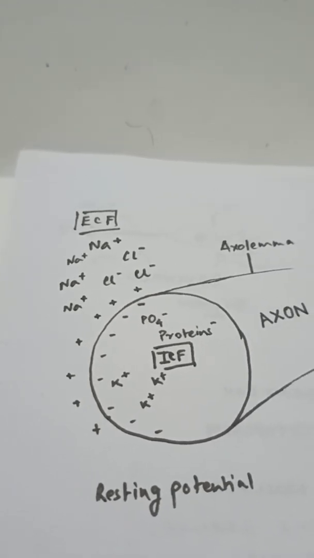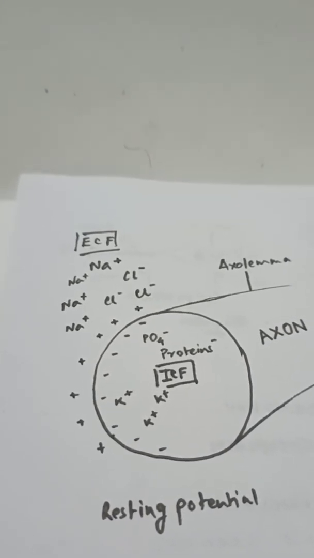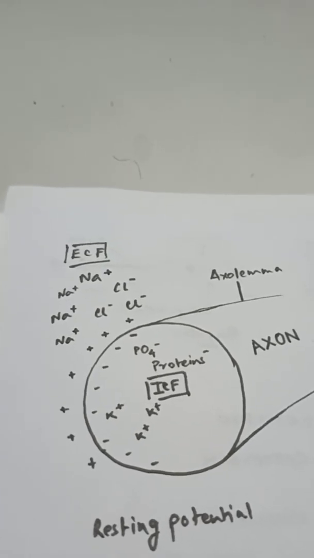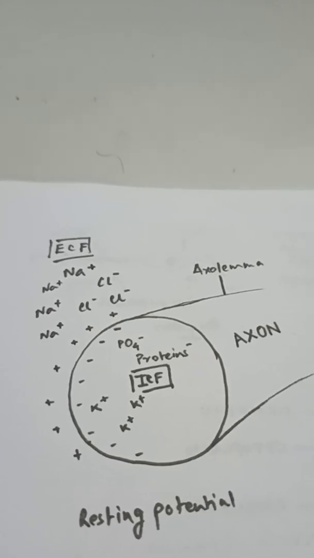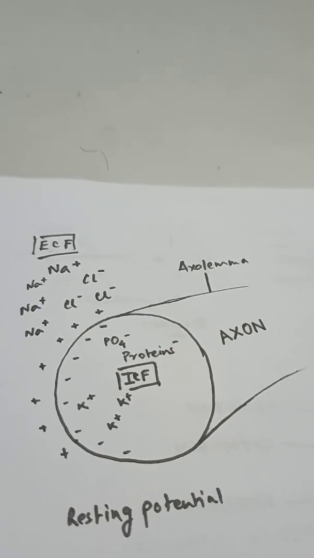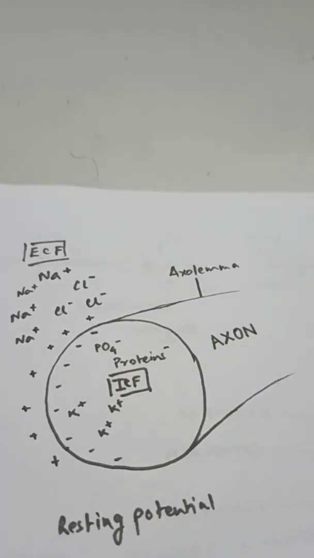At the time of the generation of the action potential, we will find that there are specific proteins present in the axon membrane, which are responsible for transport or exchange of the ions across it. That particular protein is known as a sodium potassium pump.